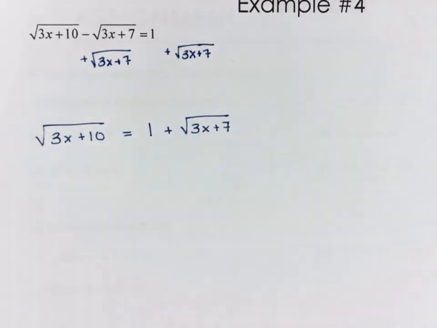Now notice the 3x plus 7 is completely under the root sign. Completely under the root sign. So your root sign should look like they cover everything that's under the same roof. Okay, so step 2 is to square both sides.